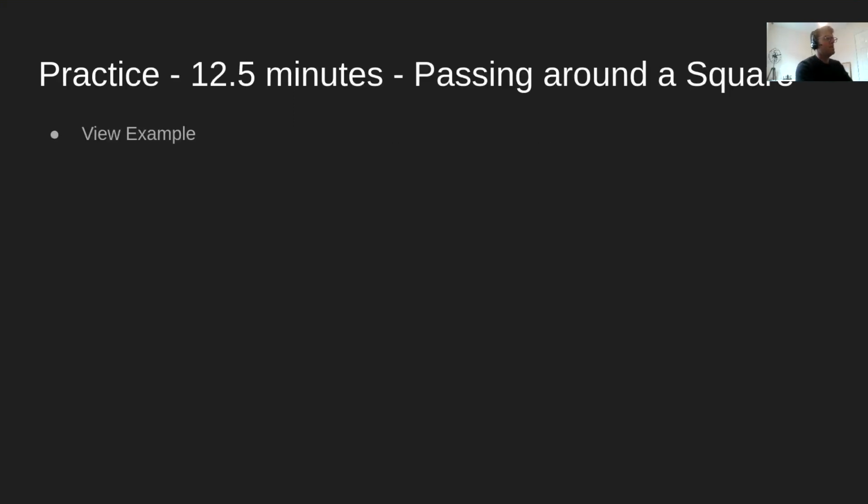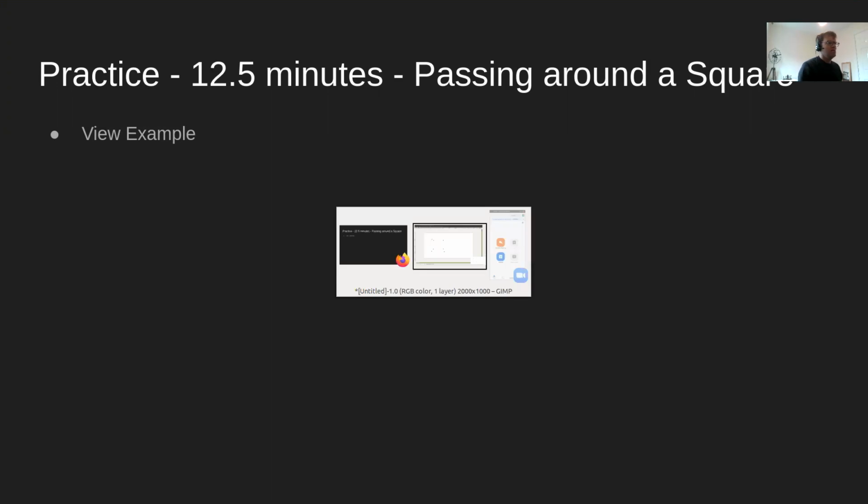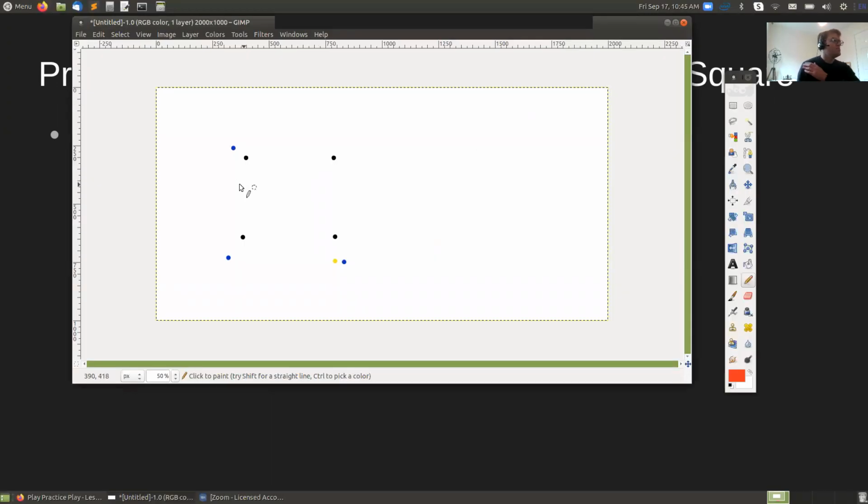For our practice then, we're just going to be passing around a square. I can show you the setup now. So basically it's done in groups of 3. So put your players in groups of 3. If you have an extra player, maybe leave one out here and get them to swap and take turns.